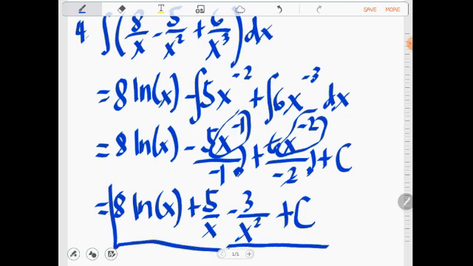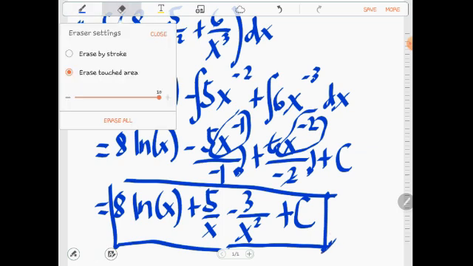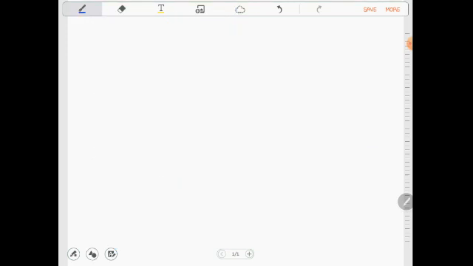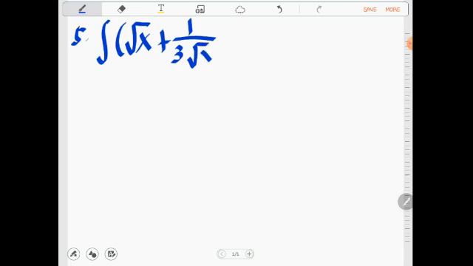So, this is now our final answer for number 4. Next. So, yung next problem natin, medyo tricky kasi radical siya. Okay? So, for number 5, we have the integral of a quantity square root of x plus 1 all over 3 square root of x closed quantity dx.